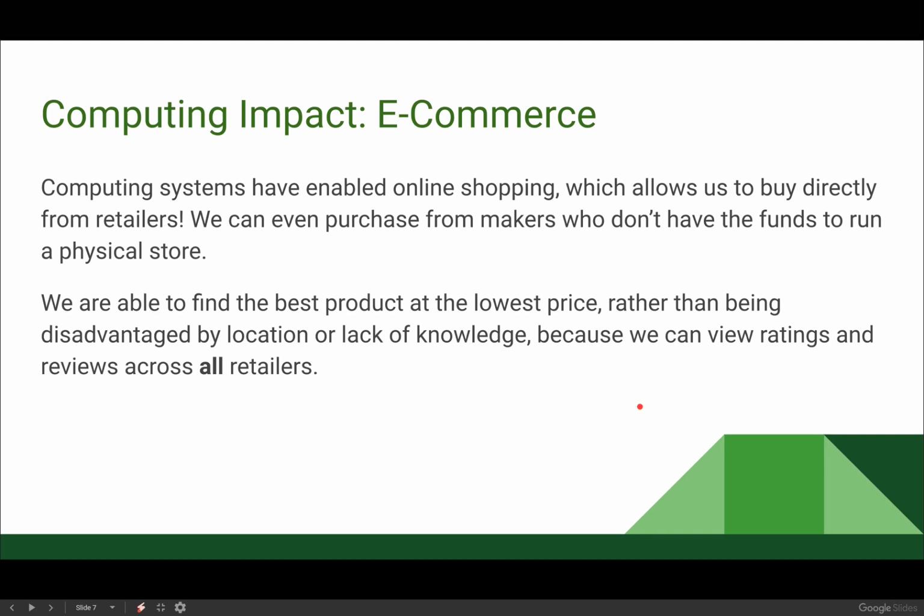Another impact here is that we're able to find the best product at the lowest price because we can do research across a variety of different marketplaces. We're not disadvantaged by where we live or how much knowledge we have. We can view ratings, we can view reviews across all retailers to see if this is the exact product we want.